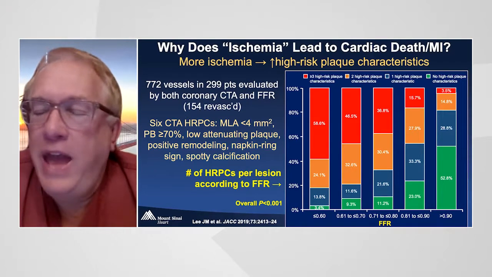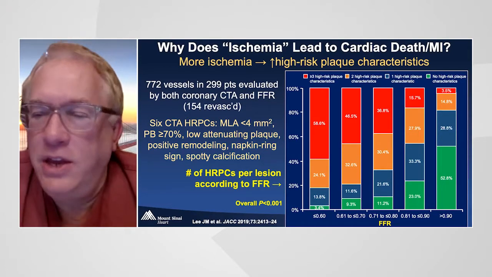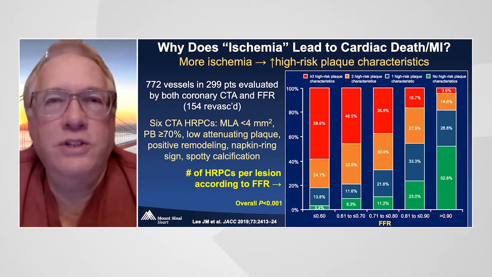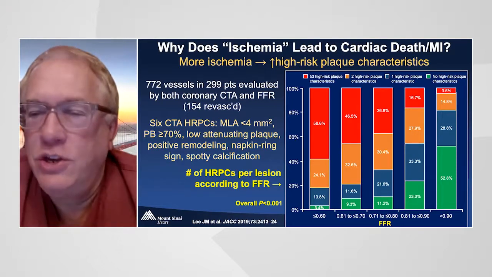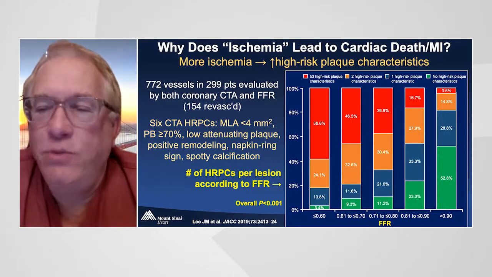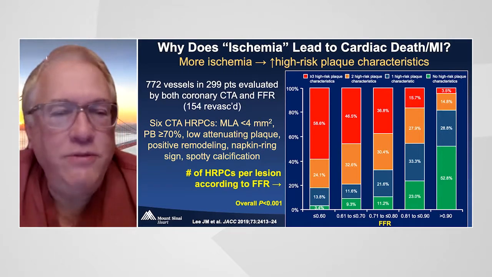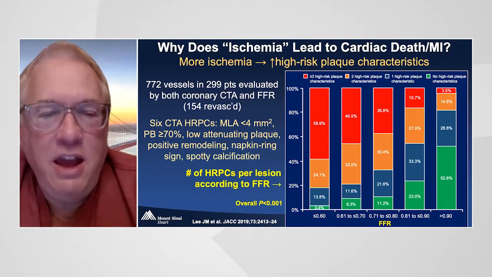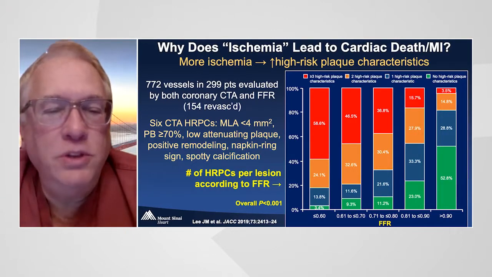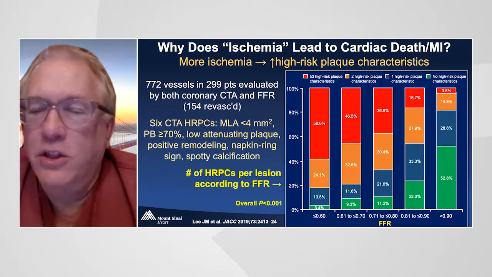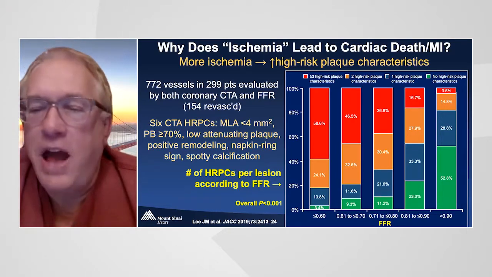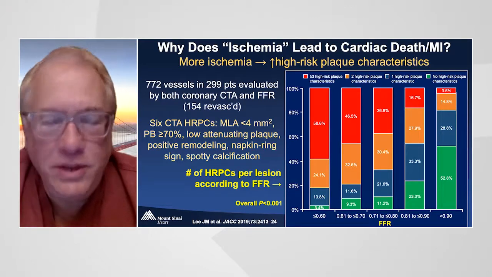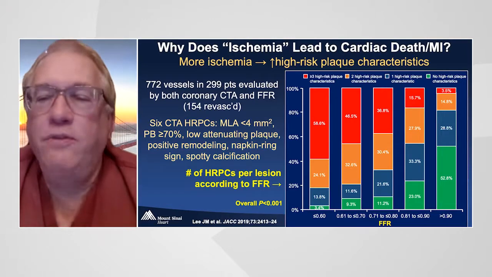So it actually turns out that the likely reason is that the more severe the lesion is, the more likely it is to cause a hemodynamic limitation, the more likely it is to have high-risk plaque features. So this is a study from Lee in 772 vessels evaluated by both CTA and FFR, showing that when you looked at multiple different high-risk plaque characteristics, the lower the FFR, the higher the number of high-risk plaque features, including positive remodeling, low attenuation plaque, napkin ring signs, spotty calcification, and the other factors that you're going to hear about in subsequent talks.